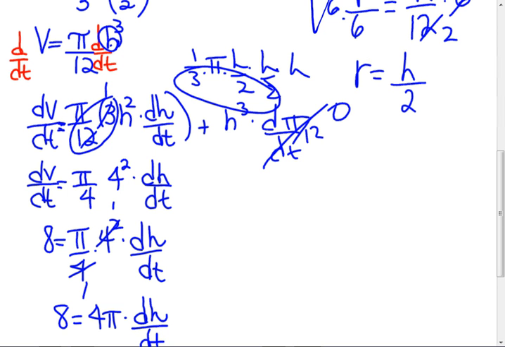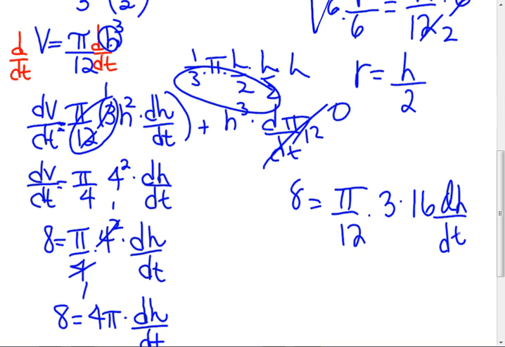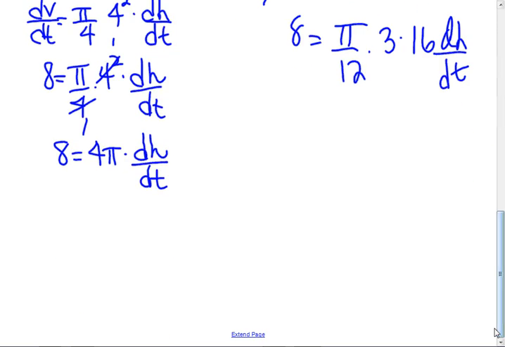Now, you guys are having problems with the arithmetic and the algebra, not the calculus. Okay, Riley. Yes, you're given that. I did it down here. 8 equals pi over 4. I mean, you can put the numbers in right there. If you want to go 8 equals pi over 12 times 3 times 16 dH dt, it doesn't matter. It's the same thing. But that's just arithmetic. Yes, thank you. Divide by 4 pi.